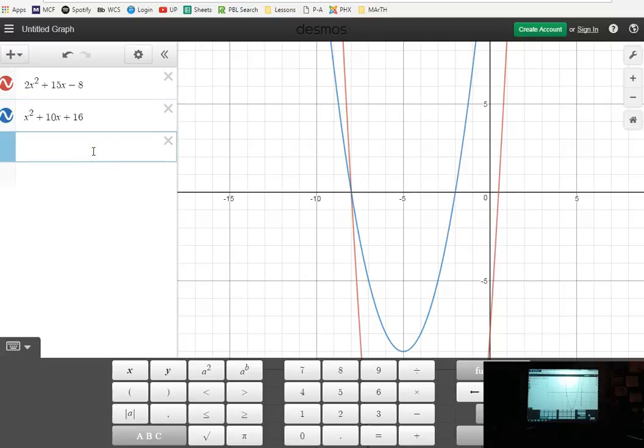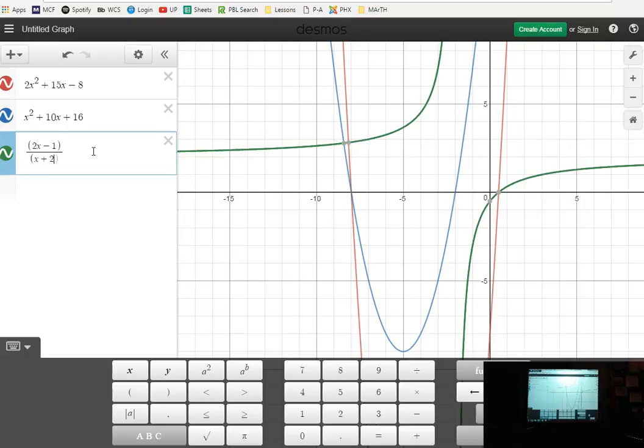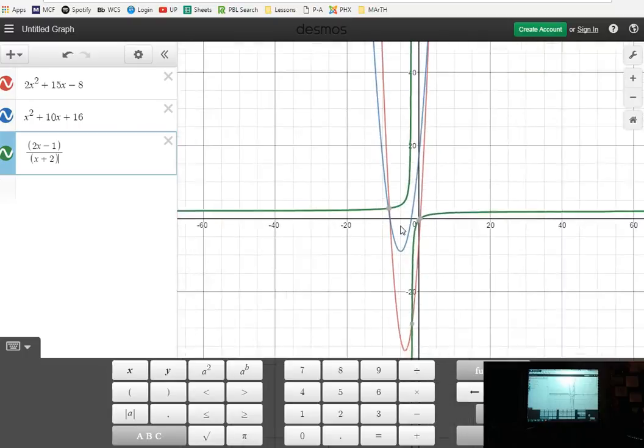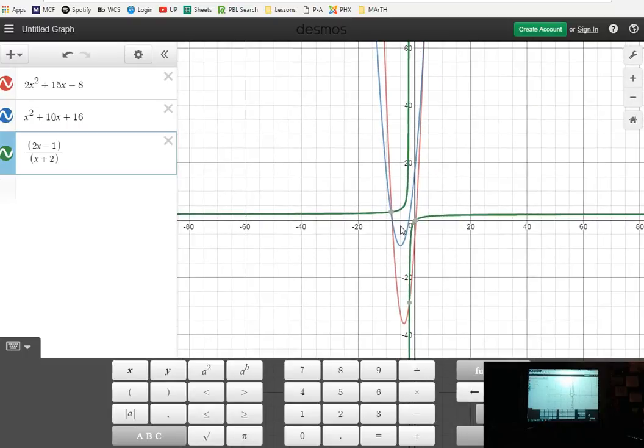Sweet. So if I type in the quotient function of 2x minus 1 divided by x plus 2. Oh, Lord. Zoom out. It looks really cool with the graphing calculator. And you'll learn more about this in Math 3.